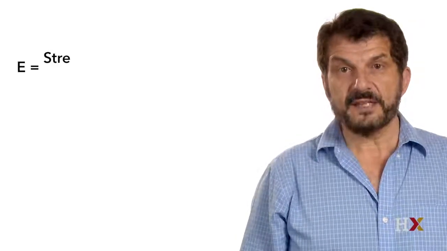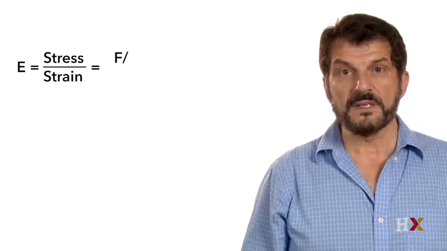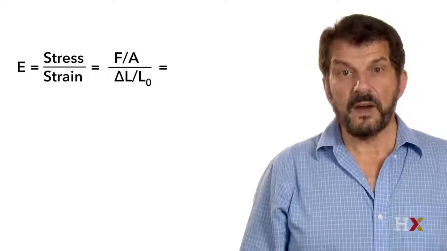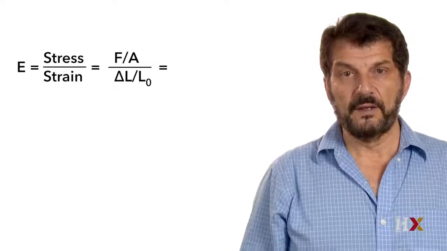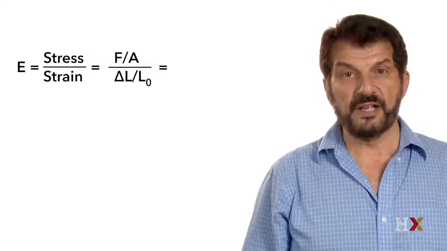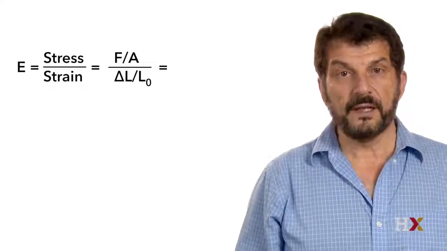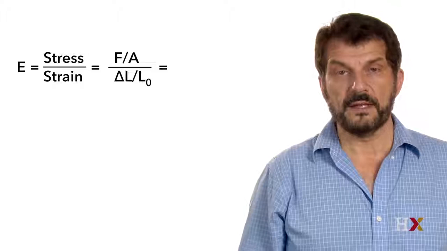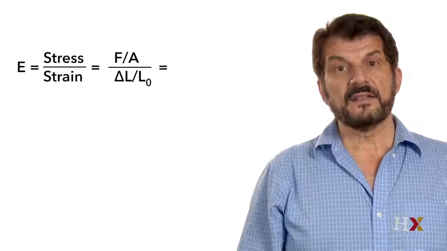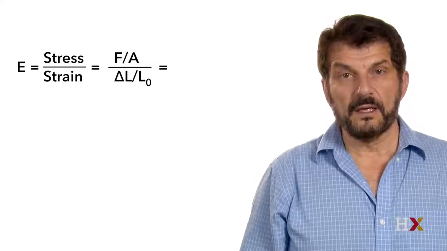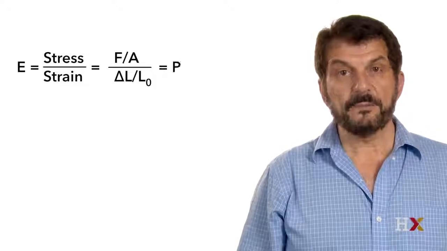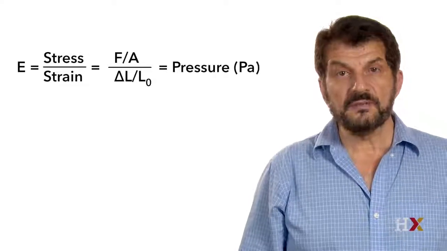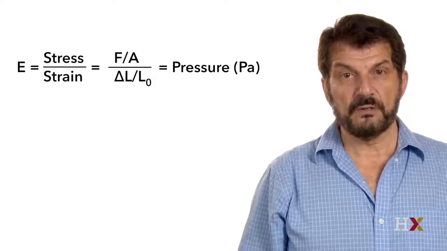So let's look at the units of the elasticity. The elasticity is a stress divided by a strain, or a force divided by an area, divided by a relative change in length. The strain is a relative change in length, so it's a length divided by a length. There are no units to that. The stress is a force divided by an area. A force divided by an area is a pressure. So the units of elasticity are pressure.